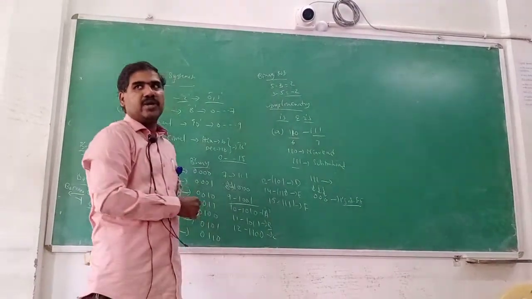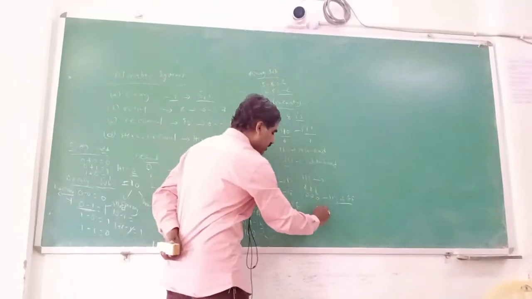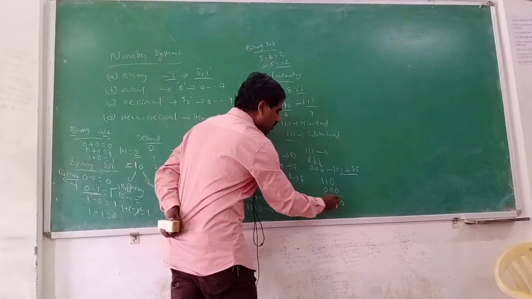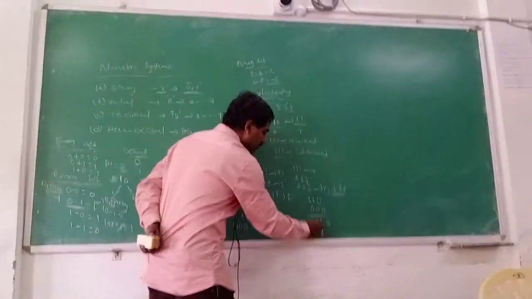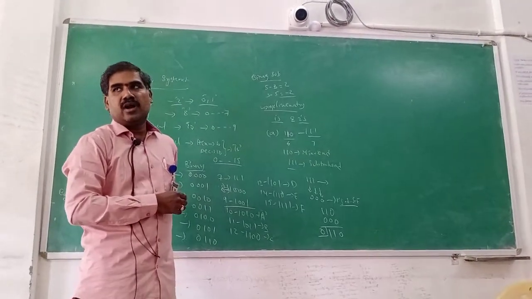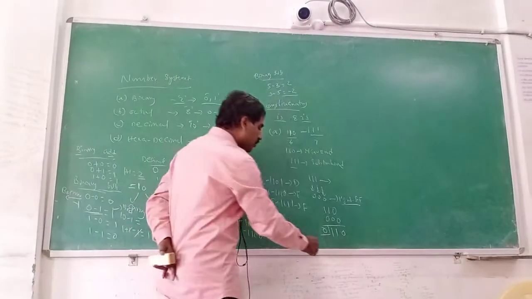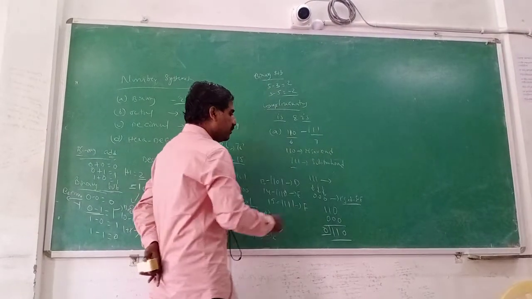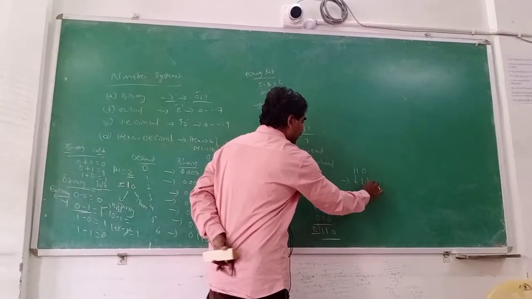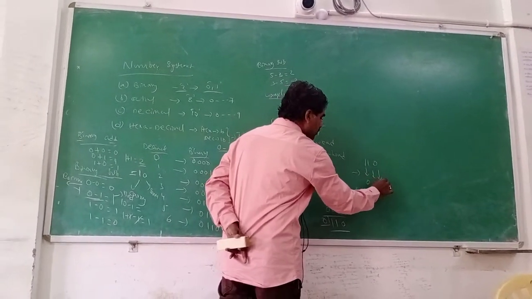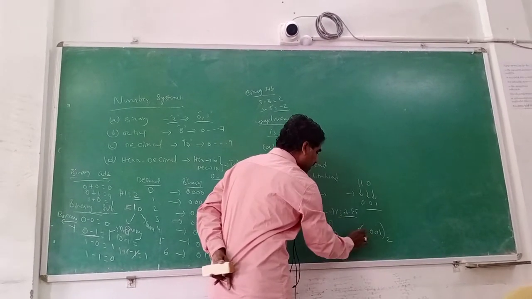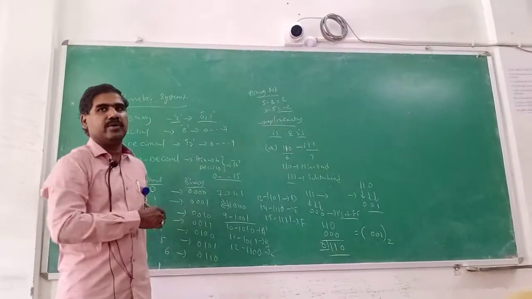After getting the one's complement of the subtrahend, we simply add it to the minuend, 110 plus 000. 0 plus 0 is 0, 1 plus 0 is 1, 1 plus 0 is 1, giving 110. We are not getting a carry, so we have to recomplement the result. Recomplement means again replace 1 with 0 and 0 with 1, giving 001. This is the final result we are getting in one's complement.